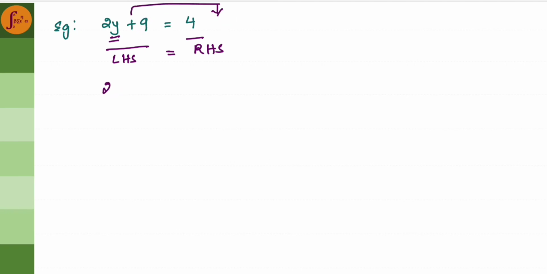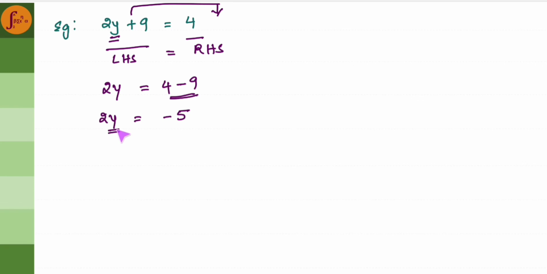How do we shift? 2y is equal to 4. We just copy this 4 here and then shift this 9. So we'll get 9 here. Now here we have plus 9. So what should happen here? It's going to be minus 9, because here the two numbers are added. So when two numbers are added, when it goes to the other side, it has to get subtracted. So this is going to be 2y is equal to 4 minus 9, which is minus 5.